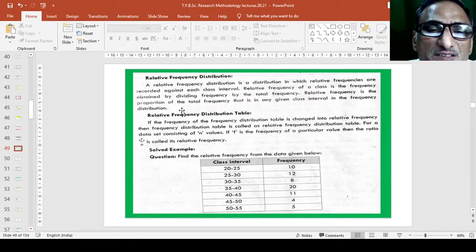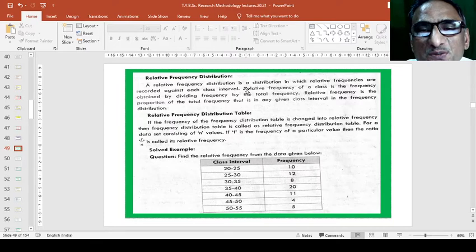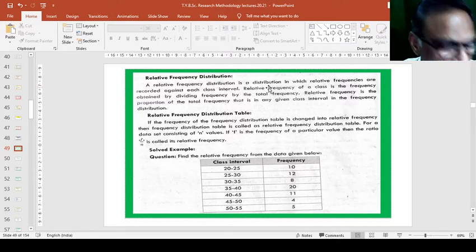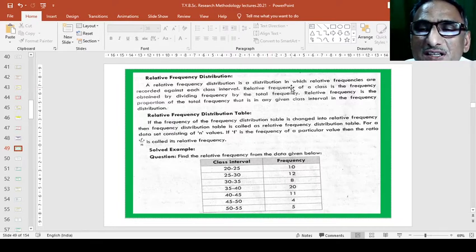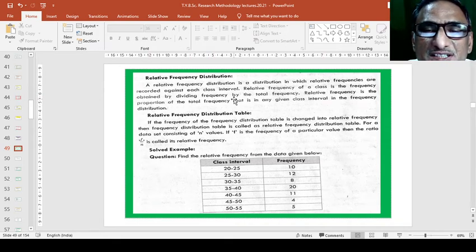So relative frequency distribution. A relative frequency distribution is a distribution in which relative frequencies are recorded against each class interval. So relative frequency of a class is the frequency obtained by dividing frequency by the total frequency. The relative frequency is the proportion of the total frequency that is in any given class interval in the frequency distribution. So this is about relative frequency distribution.